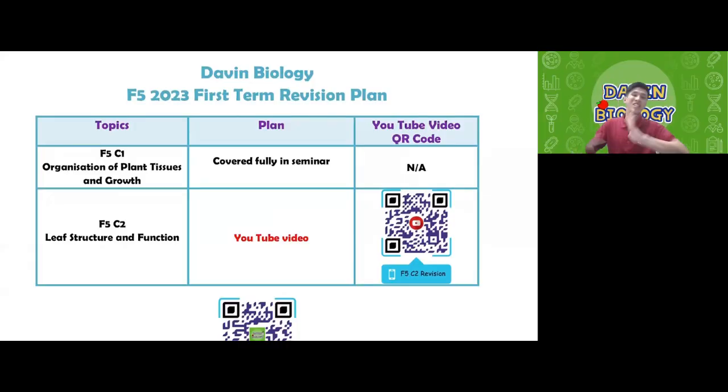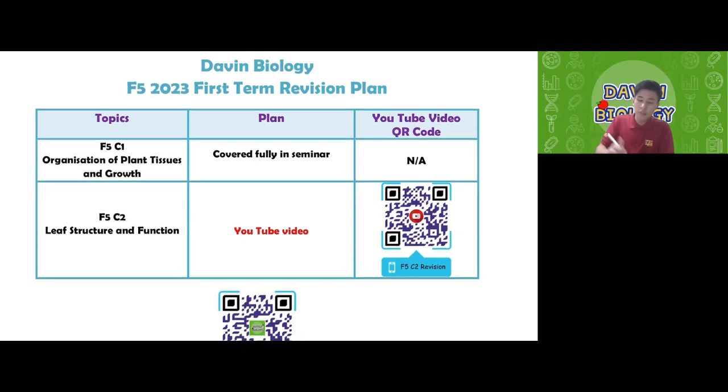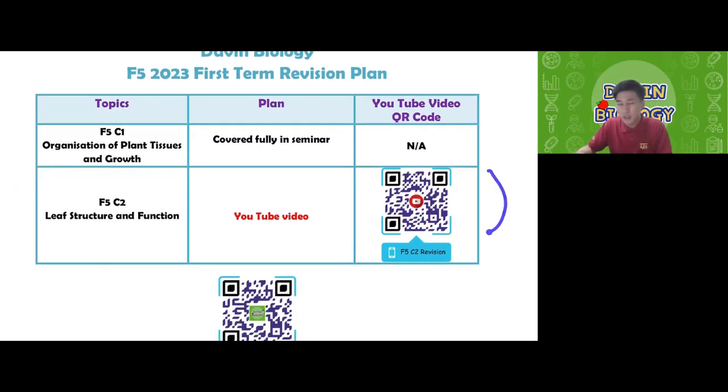Now, you can see today we'll be doing chapter 1 from 5. Especially for those who have exams in the coming weeks, definitely you're going to have chapter 1 in your first term. But for those who have exams later on, we treat this as just a normal revision. For chapter 2, I won't go through it in this seminar. Definitely there's not enough time.